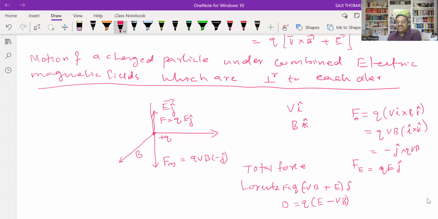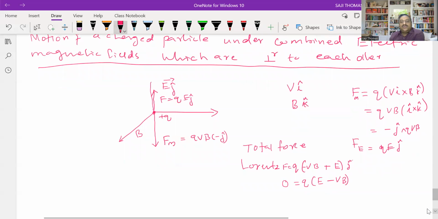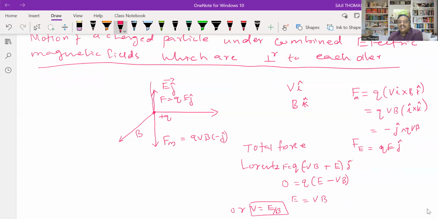So if these two forces are equal and opposite, then they cancel out. 0 equals q into (E minus vB), or you can write E equals vB, or v equals E by B. This is a very important relation. So when these two forces are equal and opposite, the charged particle will move along the x direction undeflected.